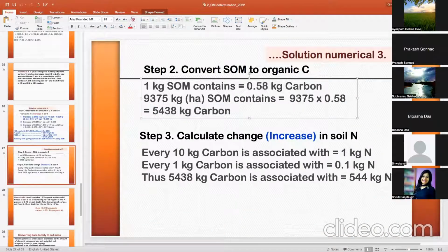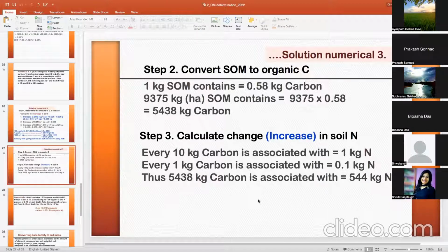Now we know the carbon and we also know the CN ratio, so you can calculate nitrogen by ratio. Every 10 kg carbon is associated with 1 kg nitrogen. C is to N is 10 is to 1. Therefore, 1 kg carbon is associated with 0.1 kg nitrogen, 1 by 10. Thus, 5438 kg carbon gives 544 kg nitrogen. This is the total nitrogen in the soil.